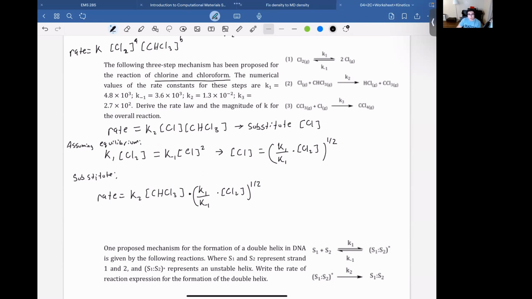Now they want us to calculate what the magnitude of K is for their overall reaction. So they just want K. This is what we want. So what you can do is go ahead and distribute that 1/2 power just using your typical power rules. This is K1. You can write K1 to the 1/2 over K negative 1 to the 1/2. This is going to be a little bit cleaner. Cl2 to the 1/2.